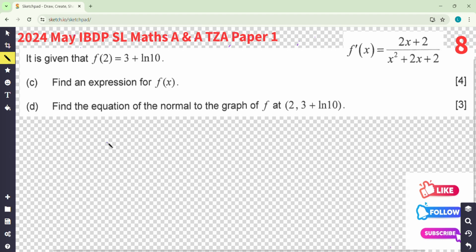I'm excited. The last part for the extra unique question for SL, H, C, and D. Okay, so first of all, it asks for the expression for f(x). So we have the f'(x) here. So do the indefinite integral. So for the C part, we do the indefinite integral.